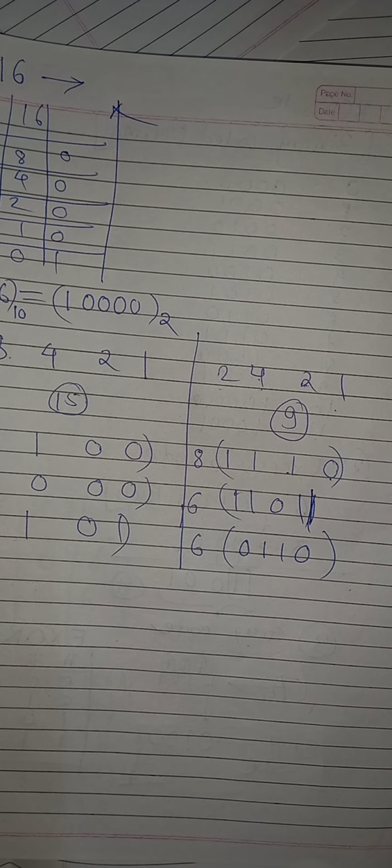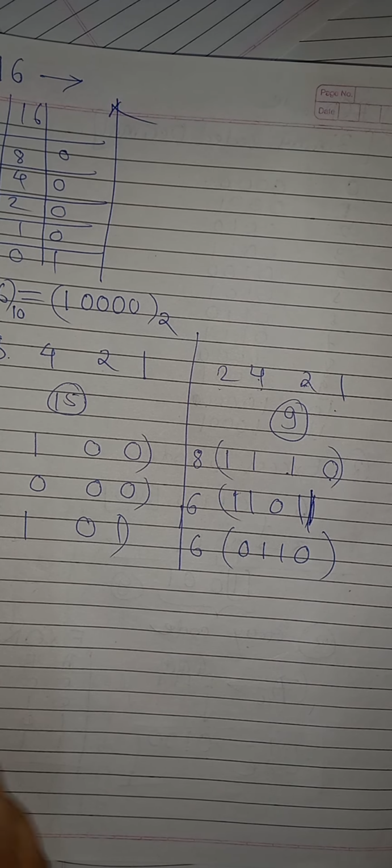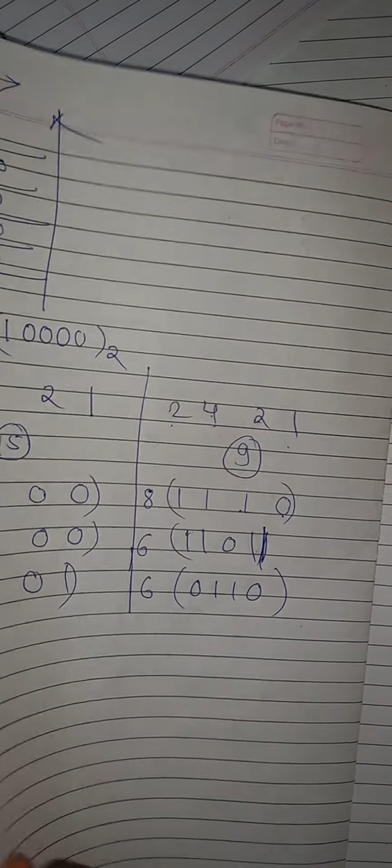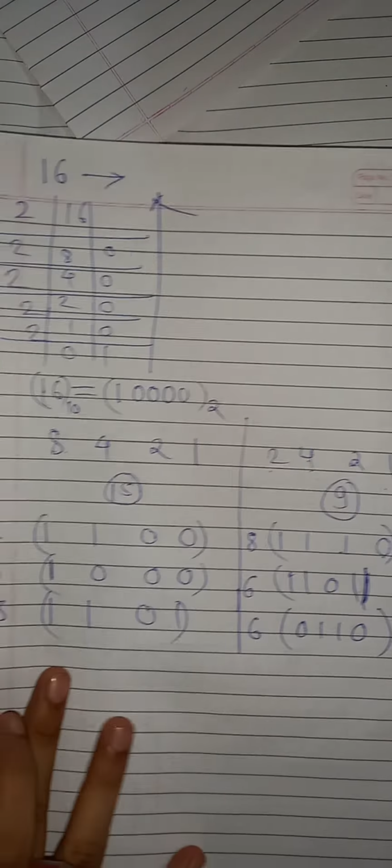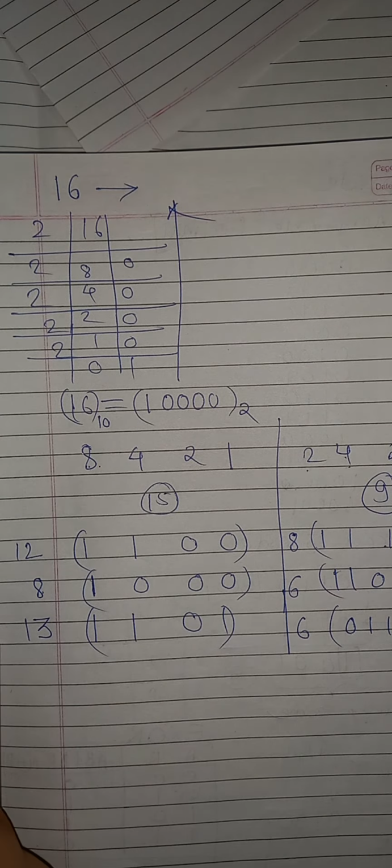Very rarely are 8421 and 2421 asked in our exam, but it is very interesting. So now I have covered all the codes and all the number systems. Now in the next topic I will go to Boolean expression minimization using De Morgan's laws or using K-maps.